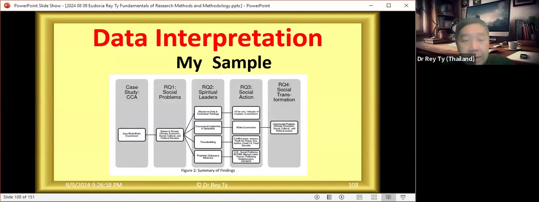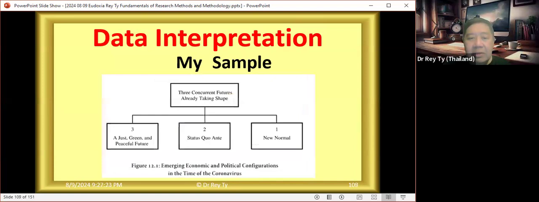And then this one, I wrote a story, again in the form of a figure. Okay, there are four things that spiritual leaders do in the face of a problem. There are social problems, and these are four things they do: social action, and they transform society. And this was a book chapter published last year in the US. And this was the post-COVID future.